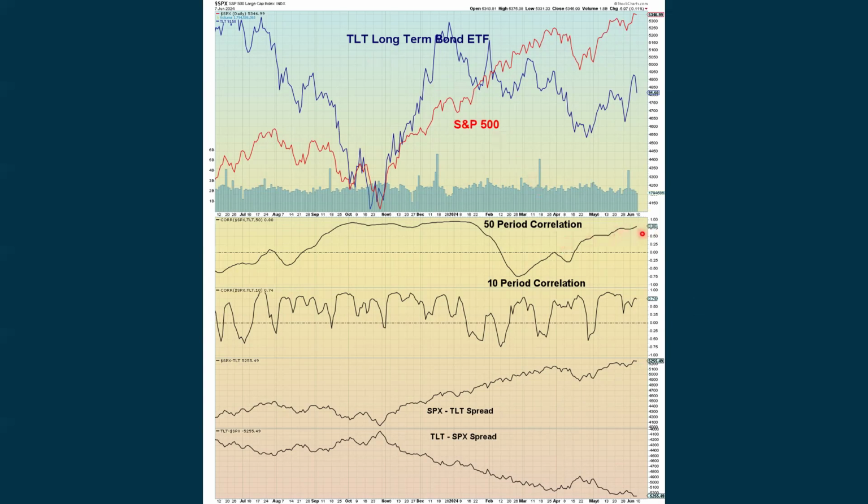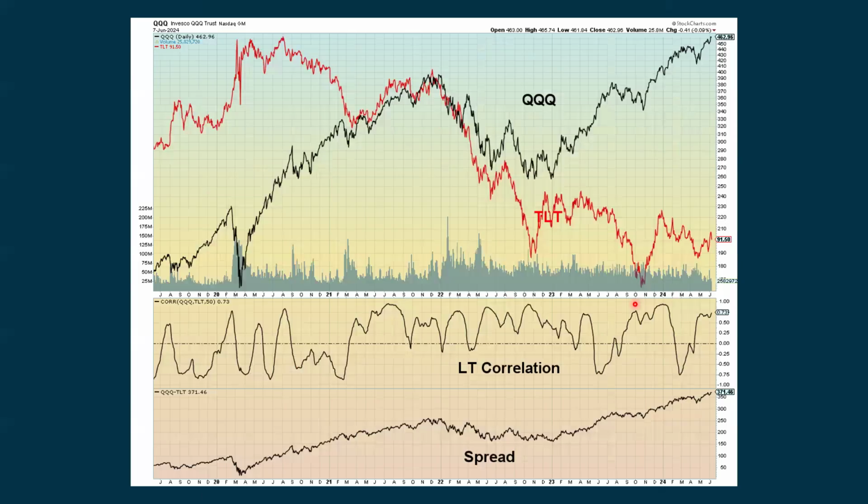Then we have the correlation between the long-term bond ETF based on price and the S&P. And their longer term correlation is pretty strong based on 50 periods. And their shorter term correlation based on 10 periods, it's strong, but not as strong as it has been in the past. We look at the correlation between the Qs, that's the black line, which is the NASDAQ 100, and the long-term bond ETF, that's in red. And their correlation is also fairly strong, meaning that if the NASDAQ 100 is going up, the long-term bond ETF is probably going up as well. And that can also mean they're both going down at the same time.